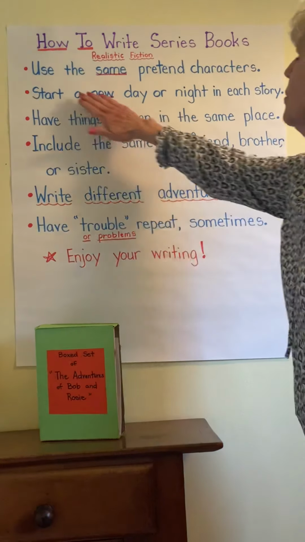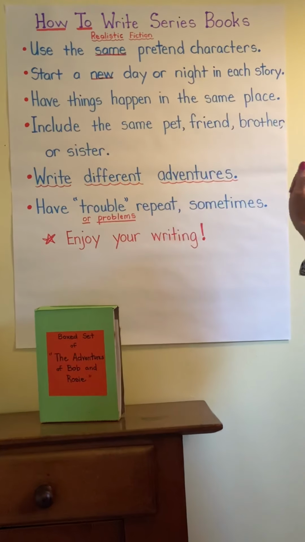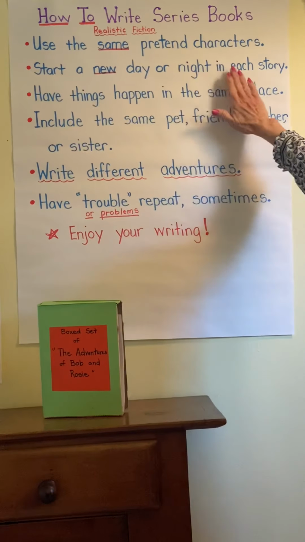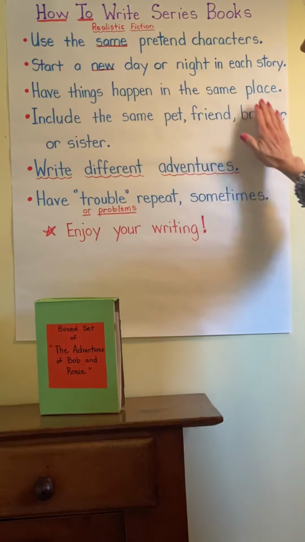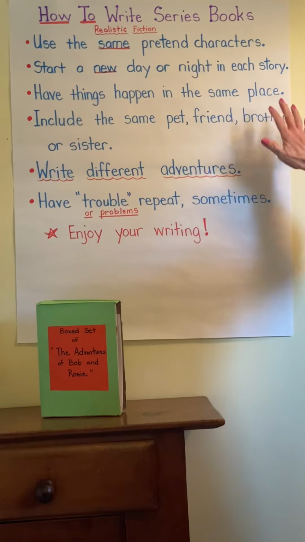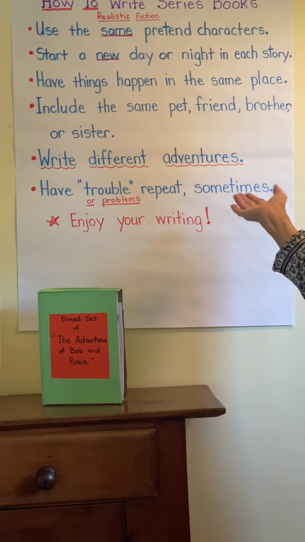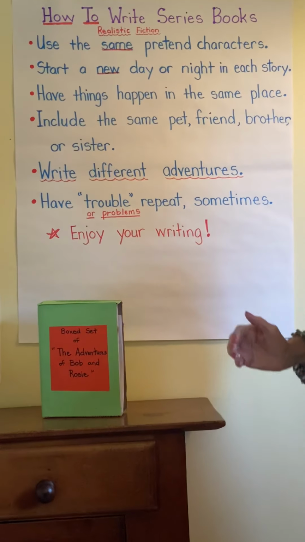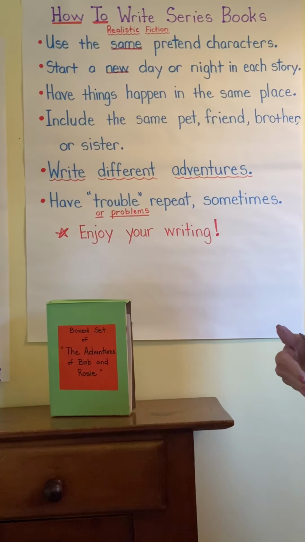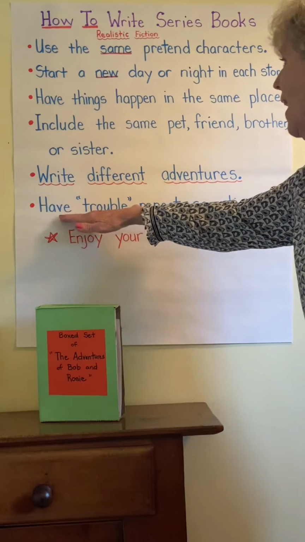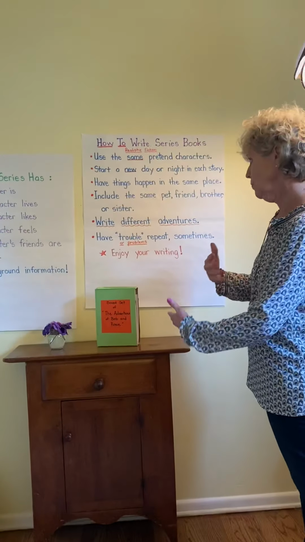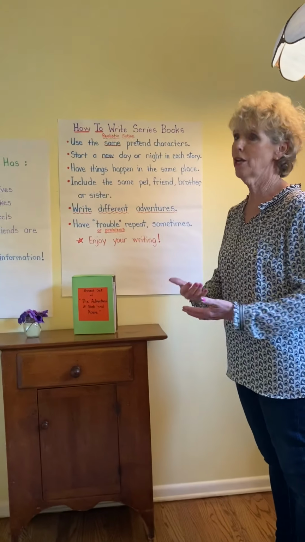Now, how do you write a series of books in realistic fiction? Well, you are going to use the same pretend characters in every story. Each story will start with a new day or a night. You'll have things happen in the same place. Include the same pets and friends and brothers and sisters in your story, the same characters. But you will write different adventures. Each story is a new adventure for your characters. You'll have some trouble or problems in the story. That's what makes the story. That can repeat sometimes. Enjoy your writing.